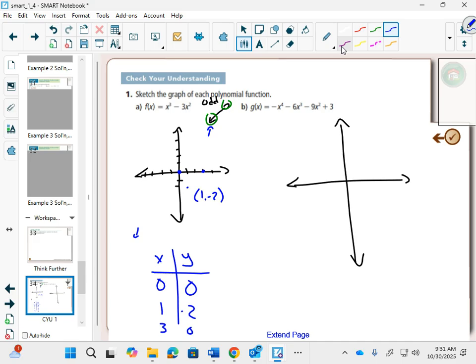And if I did enough points, let's say I did a lot of points, I'd be like, oh, I think this is the shape of the graph based on the points that I've gotten. I didn't do very many points. You'd probably have to do quite a few more. But right now, I want you to see that you can get the end behavior, and then you can make a table of values to find other points.